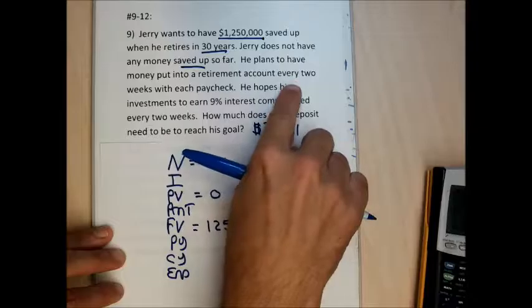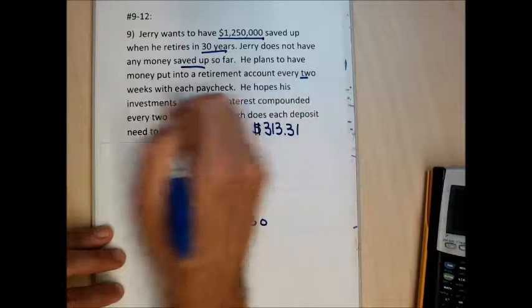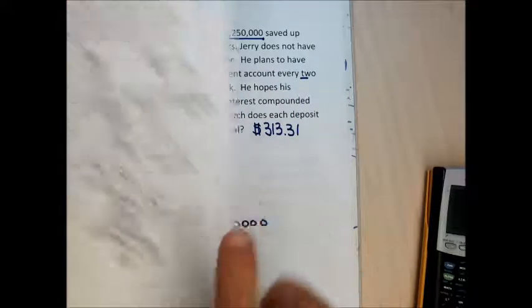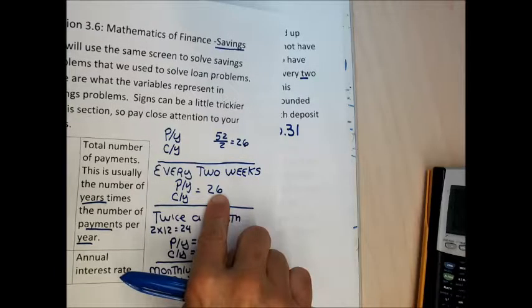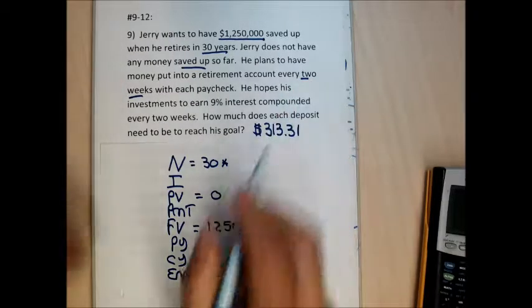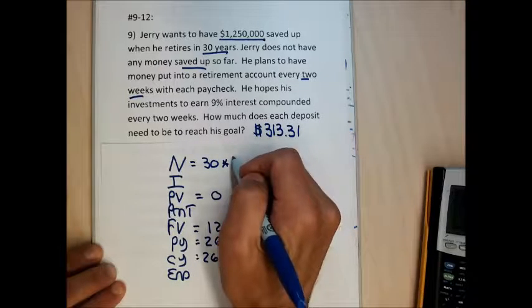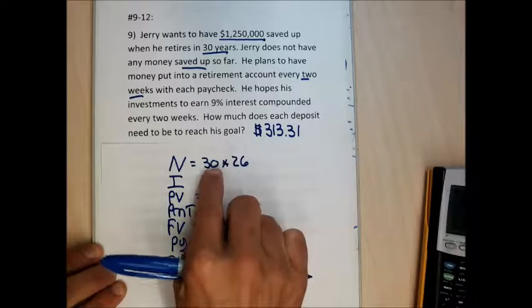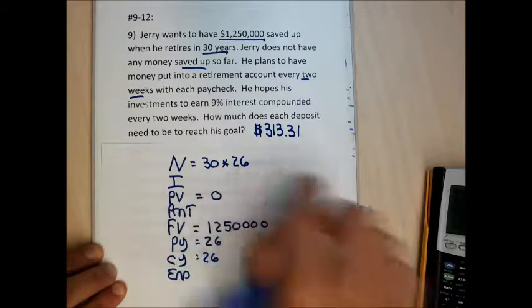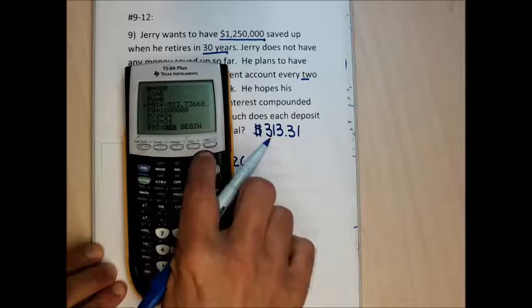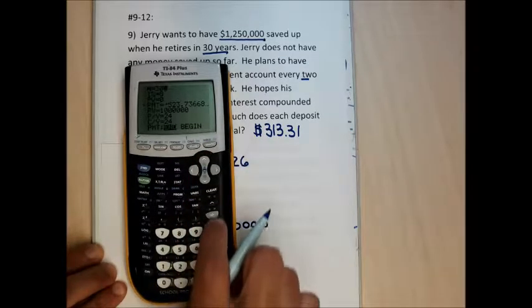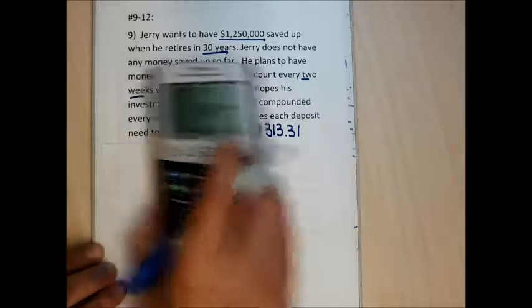He plans to put money into a retirement account every 2 weeks, and every 2 weeks the PY and the CY are 26. So immediately when I saw that every 2 weeks, I put a 26 in for the PY, a 26 for the CY. The N is the number of years, 30, times the number of deposits per year, which is the PY and CY. The N is going to be 30 times 26, which is 780.